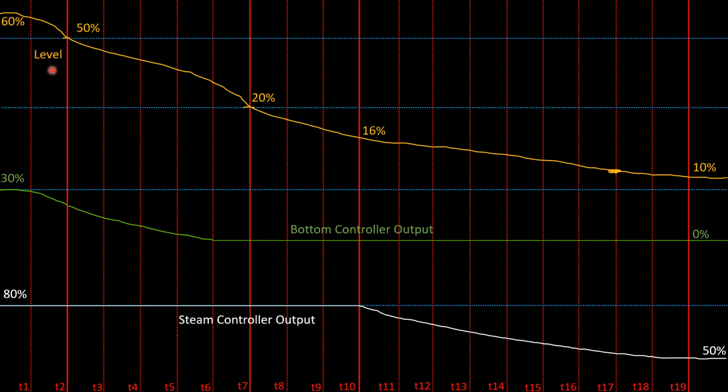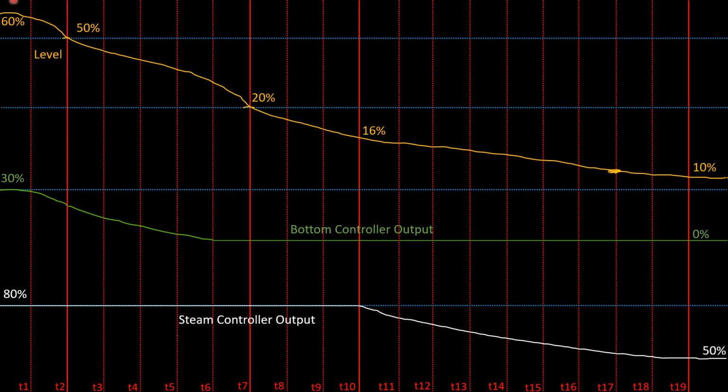So we have 4 blue dotted lines in this example. The first blue dotted line is a set point for the base level controller, which is controlled by the bottoms control valve, and let's say that set point is 50%. The second blue line is the set point for the override controller for base level. The third blue line is the initial value for the bottom controller output, and the fourth blue line is the initial value for the steam controller output. And each red vertical line is a different sampling period. So sampling period 1, T1, T2, T3, T4, and so on.